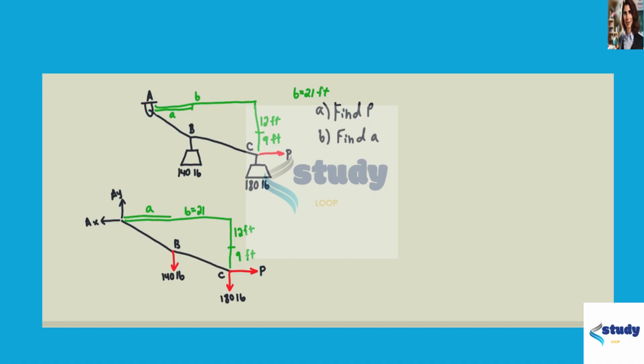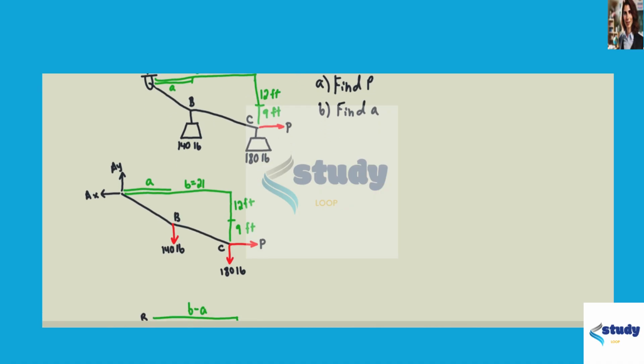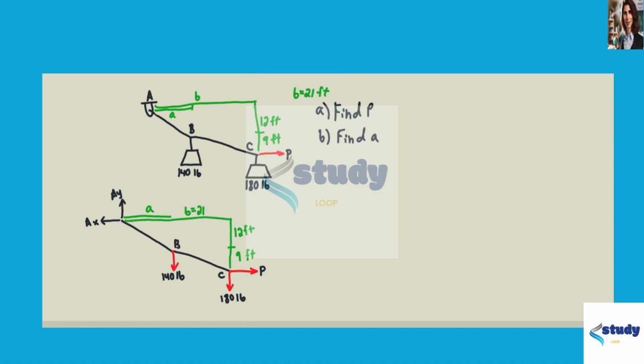The horizontal length from A to B is a, and the horizontal distance from A to C is b, which is given to be 21 feet. The vertical distance from A to B is 12 feet, and from B to C is 9 feet. Also at C, there is a force P in the positive x direction. For part A, we're tasked with finding P, and for part B, we are trying to solve for the length of a.